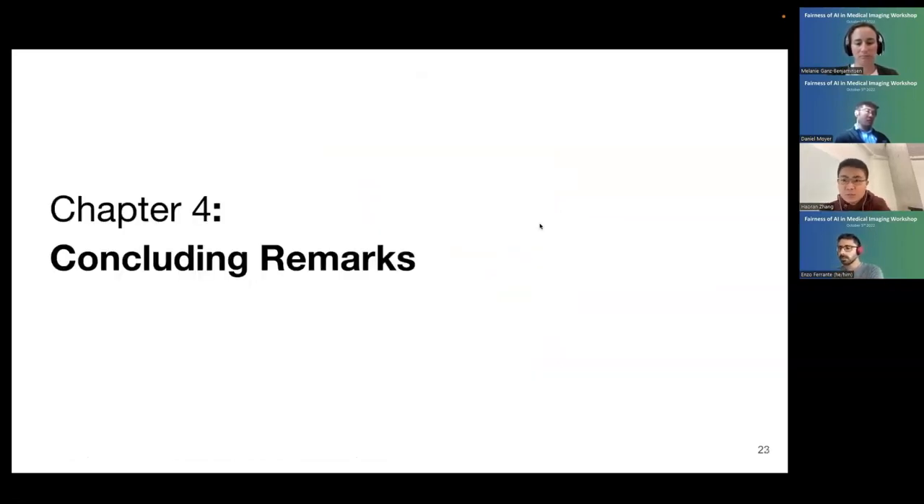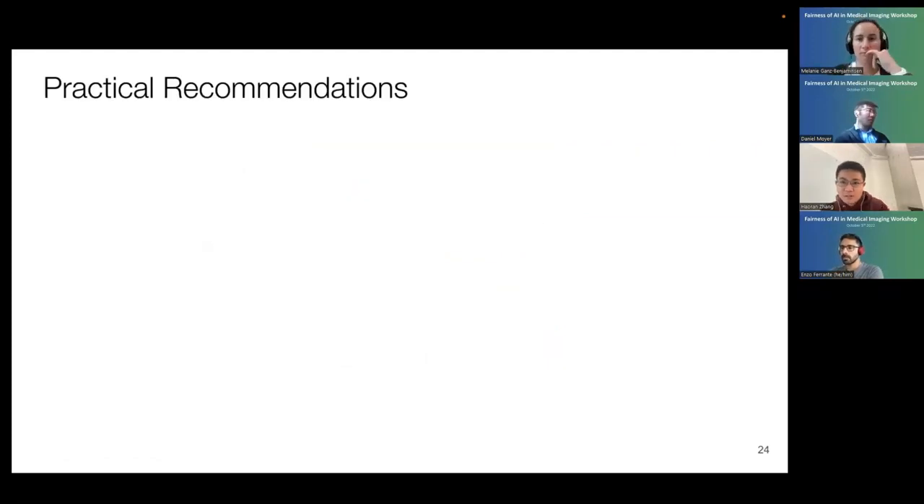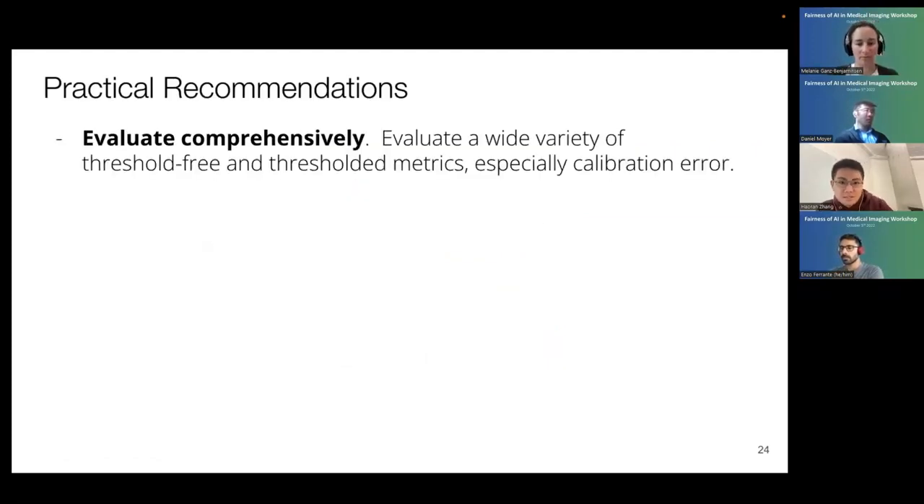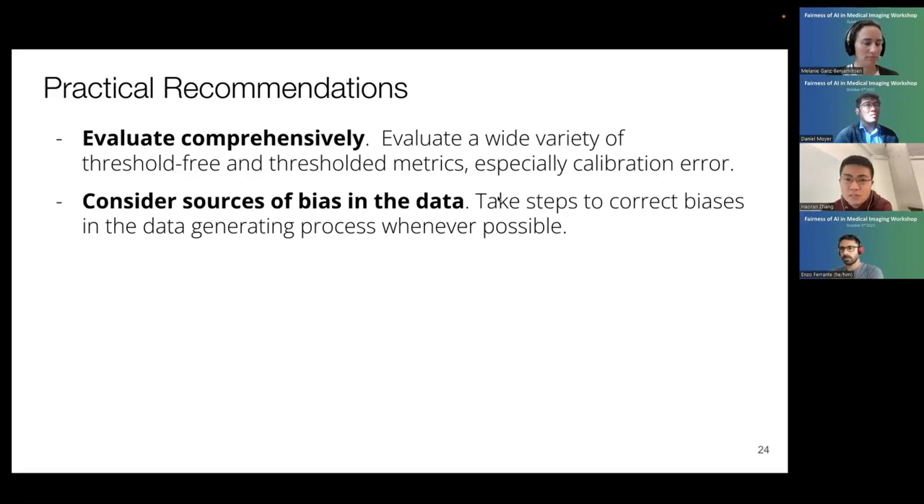To conclude, I'll provide some practical guidance for clinical fairness. First, evaluate comprehensively. We've seen that calibration error is really important, and it's underutilized in the clinical fairness setting. So it's good to evaluate a wide variety of threshold-free and threshold metrics, calibration error, the worst-case group, the average performance, the gaps, etc. Second, where possible, consider sources of bias in the data process, upstream of your ML model. Take steps to correct those whenever possible, such as by getting a better labeler instead of using one that has a 50% F1 score.